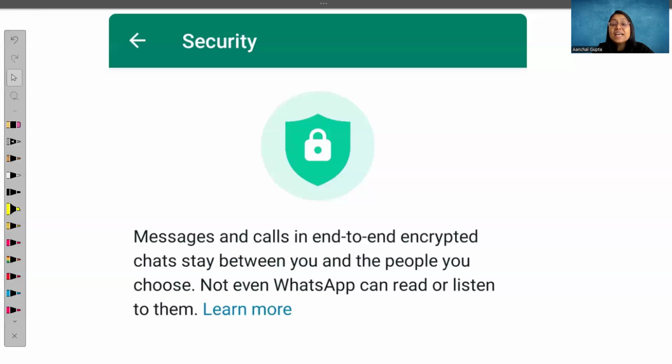Hello. Yes, I was just going through the WhatsApp settings and I saw something written over there and I was so amazed. Let's try to read it together. Yes. Messages and calls in end-to-end encrypted chats stay between you and the people you choose. Not even WhatsApp can read or listen to them.